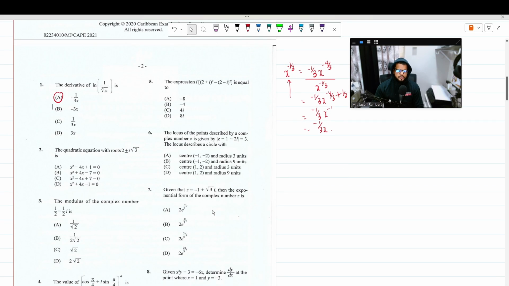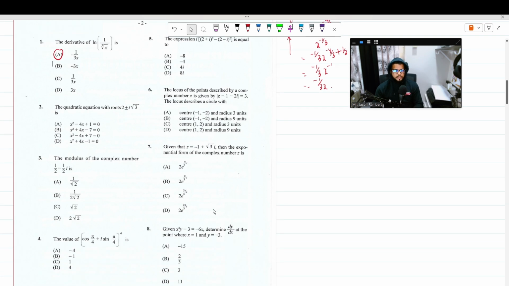The quadratic equation whose roots... this is another repeat question, but we'll still go through the working. Using alpha beta roots, the sum of the roots is going to be 2 plus i root 3 plus 2 minus i root 3. The i root 3 goes away and we get 4, so it's x squared take away the sum of the roots, which is 4x, plus the product of the roots. The product of the roots is 2 plus i root 3 multiplied by 2 minus i root 3, which is a difference of 2 squares.